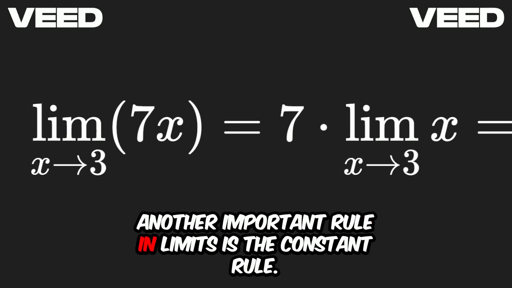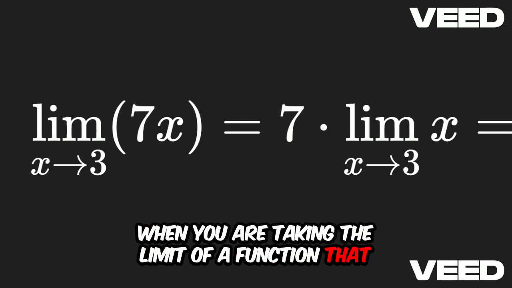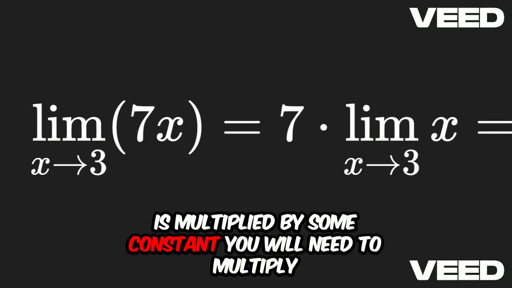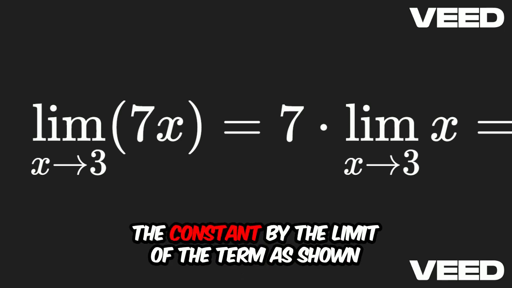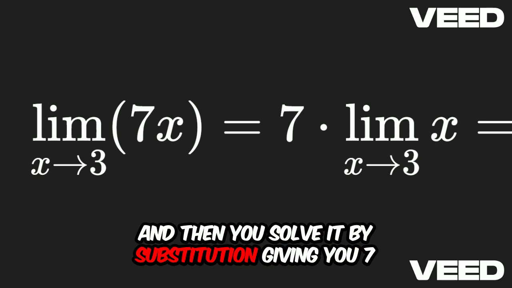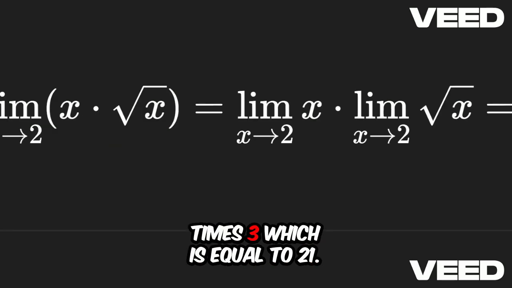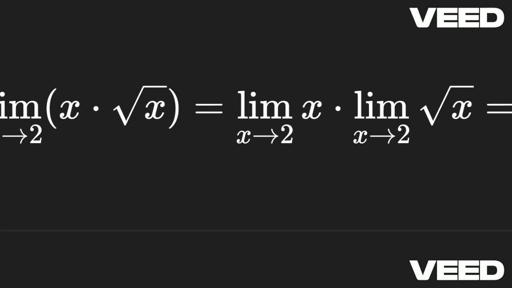Another important rule in limits is the constant rule. When you are taking the limit of a function that is multiplied by some constant, you will need to multiply the constant by the limit of the term as shown, and then you solve it by substitution, giving you 7 times 3, which is equal to 21.